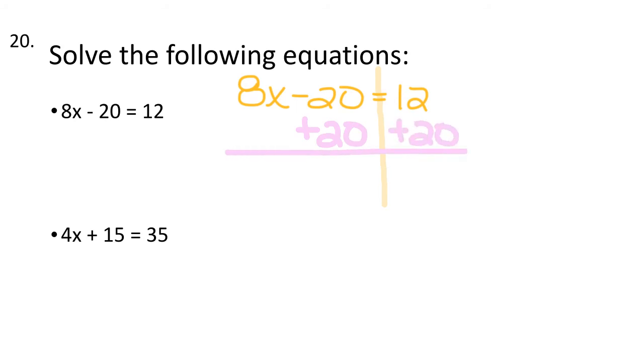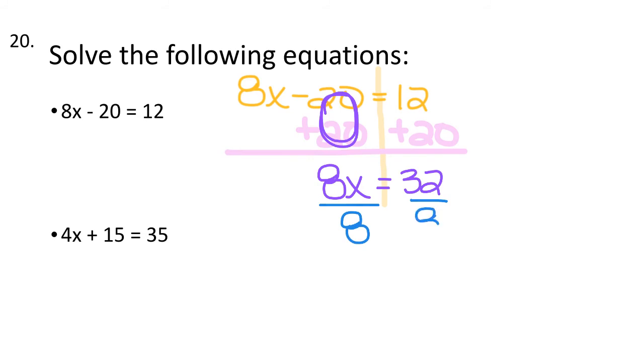When I add 20 to both sides of the equation, the negative 20 and positive 20 zero out, leaving me with 8x equals 32. Now, I'm going to divide both sides by the 8 in order to get the x alone. 8 over 8 divides to 1, and 1x is equal to 4.